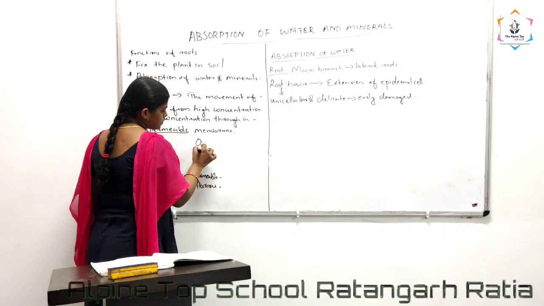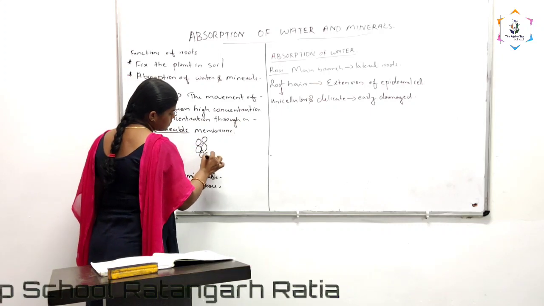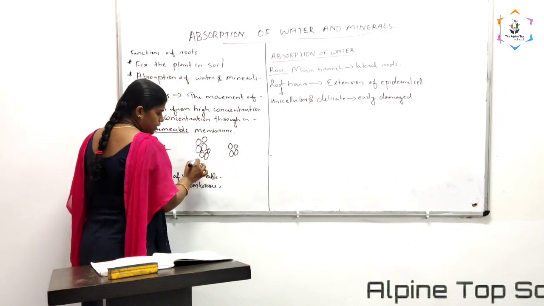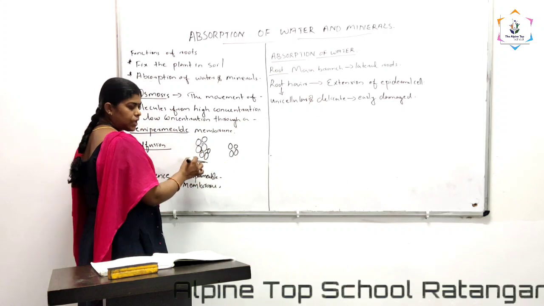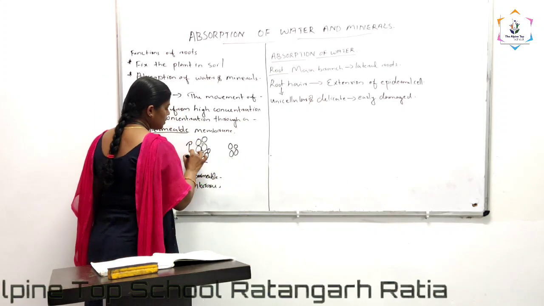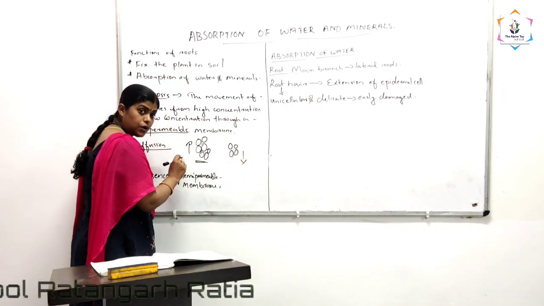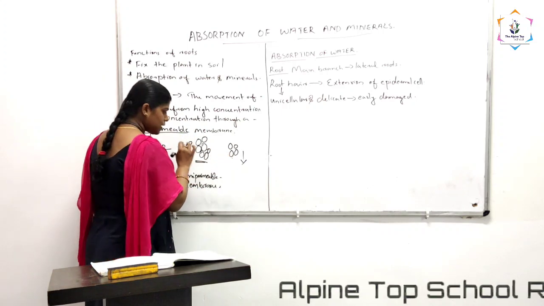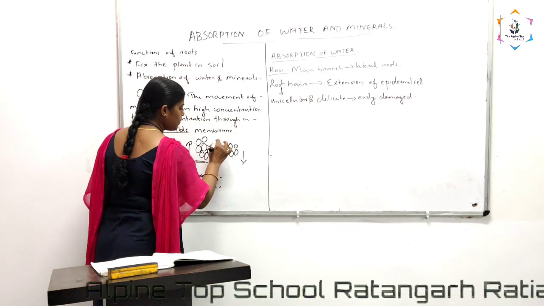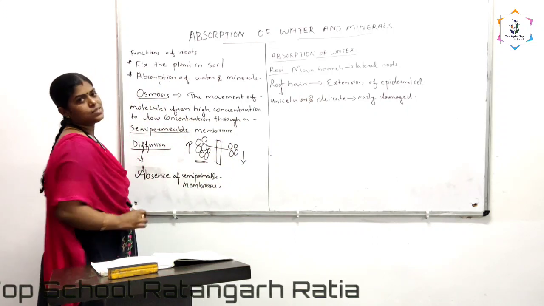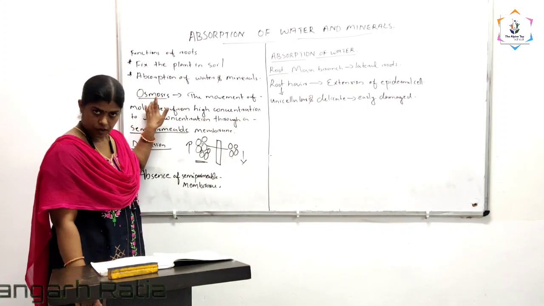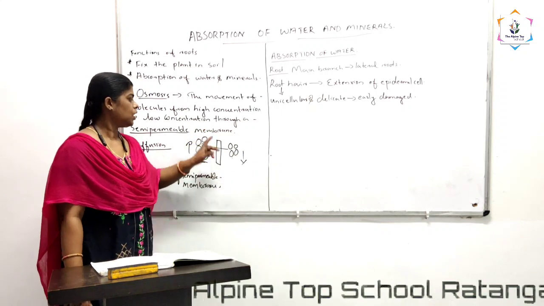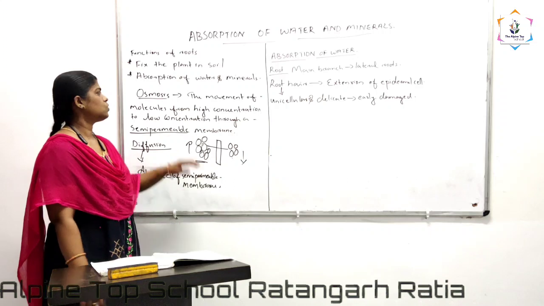For example, if there are more water molecules on this side and fewer water molecules on this side, what will happen? Here it is high. Okay, the number of water molecules is high here. Here it is low. Okay, so what will happen? The water molecules will start to move from this region to this region, and if the process is taking place through a semi-permeable membrane, we call this process osmosis.